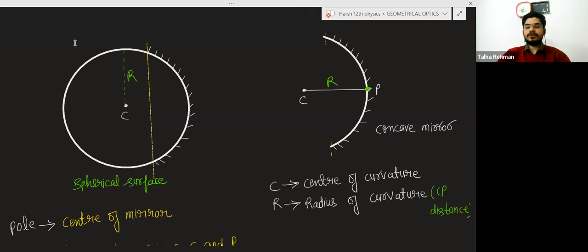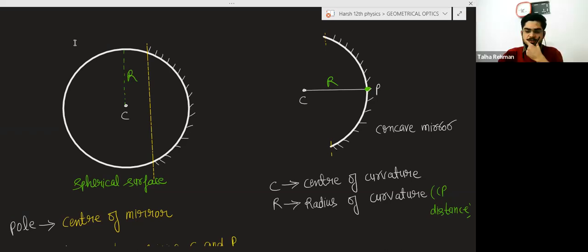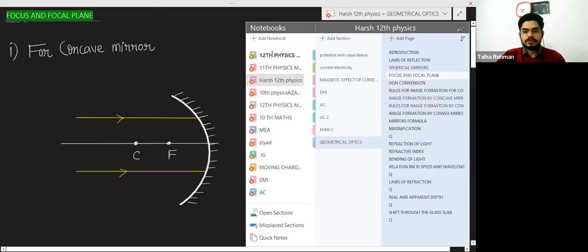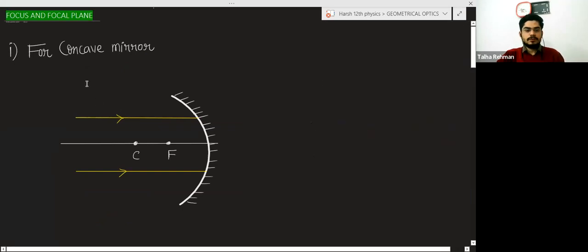Focus and the focal plane of the concave and the convex mirror. So how do we define the focus? There is a way to define the focus. For example, this is a concave mirror, and these are parallel rays of light, and these rays are parallel to the principal axis also. This is the principal axis.